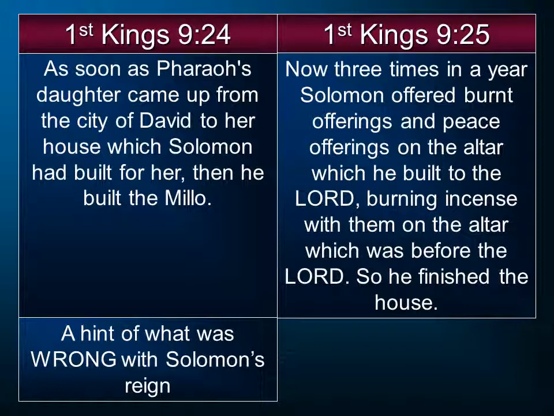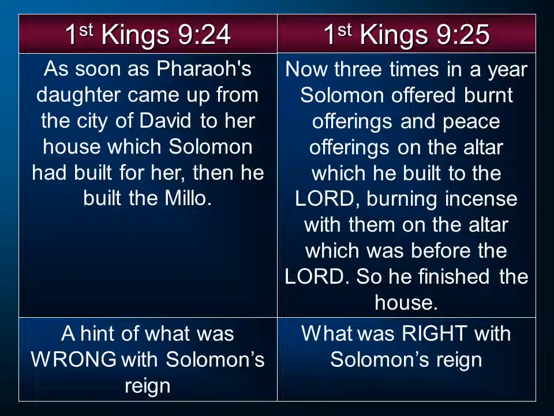Notice we have both in those two verses a hint of what was wrong with Solomon's reign. That is, he had married the wrong gal. He had married the Pharaoh's daughter. And we also have a hint of what's right with Solomon's reign, that he was offering burnt offerings and peace offerings to the Lord.